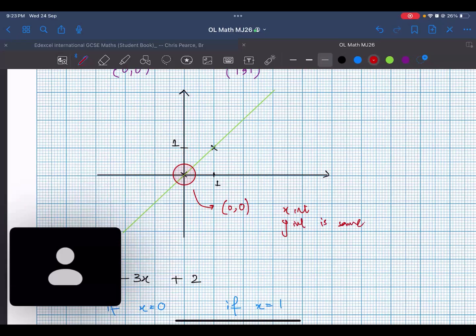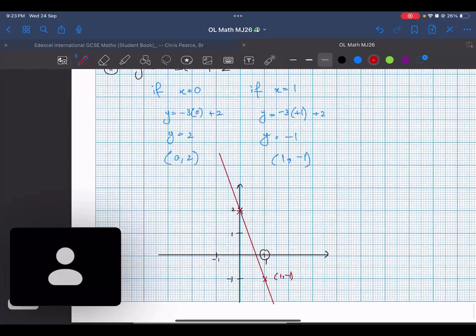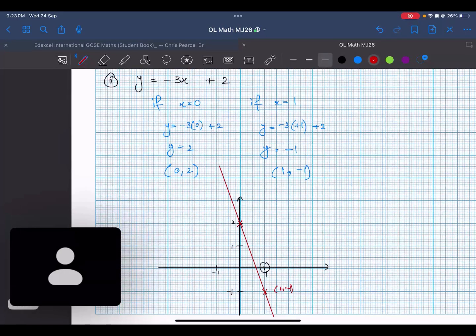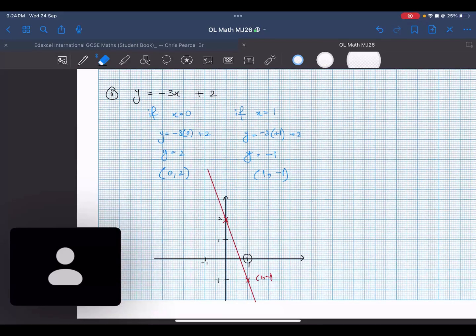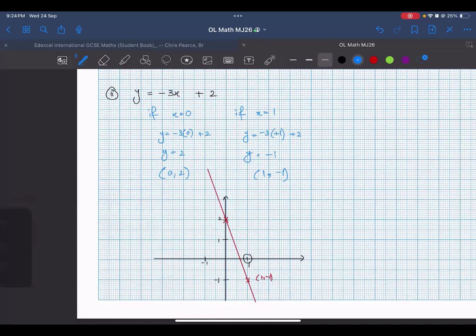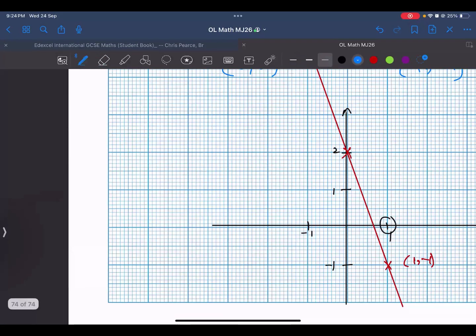And over here, you found the y-intercept. When your x is 0, the y-intercept is where the graph crosses the y-axis. It is crossing at 2. And your x-intercept is somewhere here, where it crosses the x-axis. We can find the value as well. If your y is 0, you will find the value of x. It would be, I think, 2/3. You can solve it. I told you to show the important points: the x-intercept and the y-intercept.